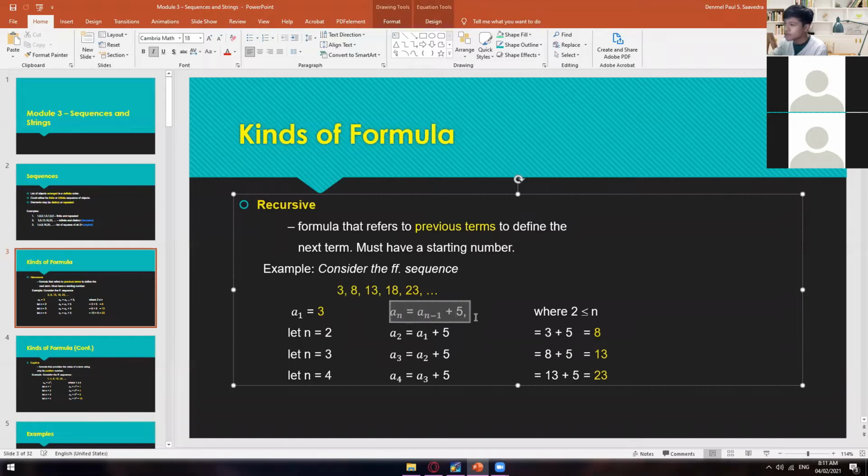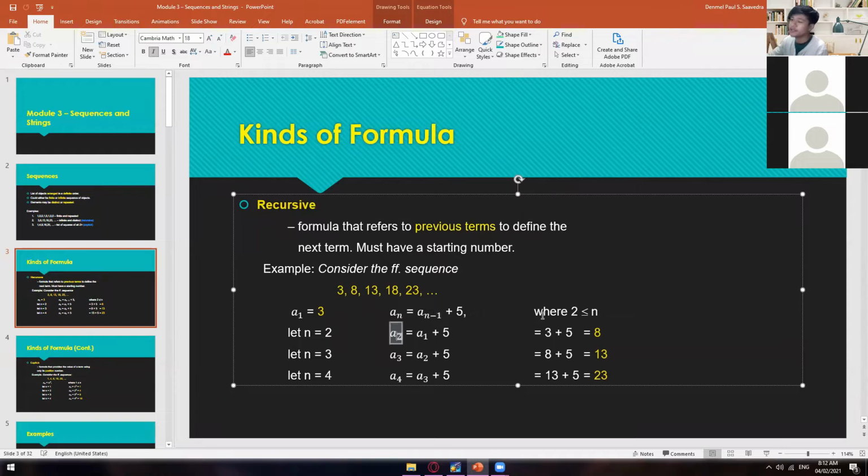Okay, and then we have this formula wherein a sub n is those terms: first, second, third, fourth, fifth. And then this a sub n minus 1 plus 5. As you can see, for you to be able to get the first term, second term, third term, fourth term, you have to know the value of the last term. From there, you could substitute the value of that first term in here, and then you will be able to get this second term.